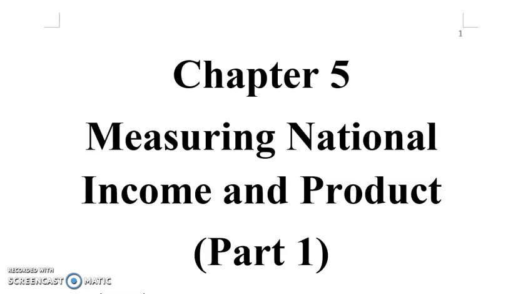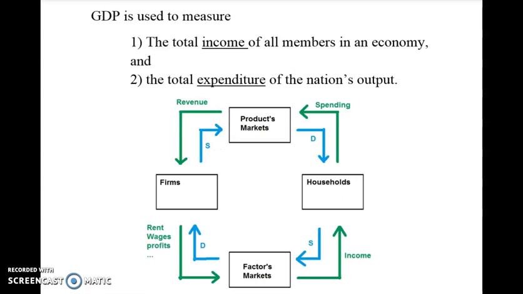Do you remember macroeconomics? It is about GDP, unemployment, and inflation. Very good. So, Chapter 5 is about GDP. Chapter 6 is about unemployment and inflation. Do you remember what GDP stands for? Gross Domestic Product, right? Very good.